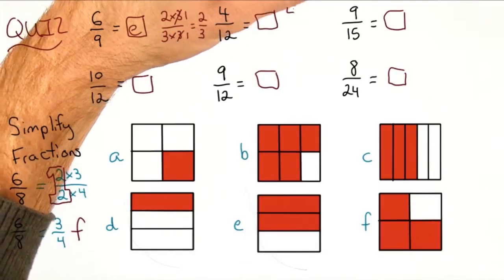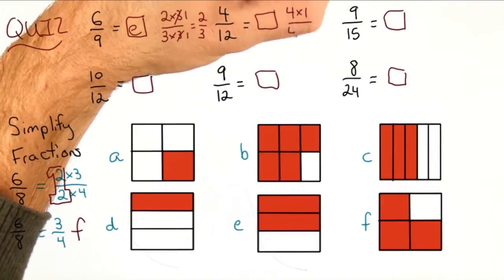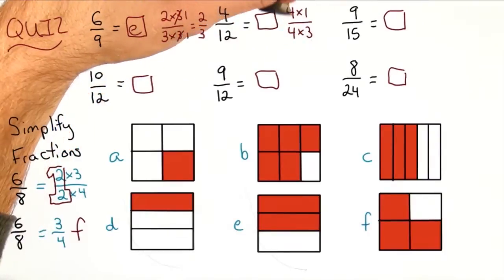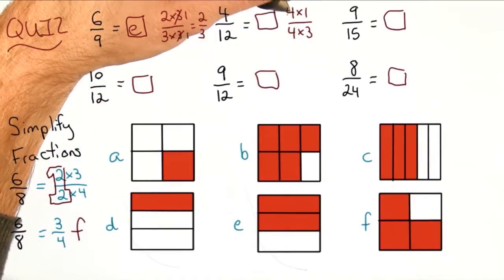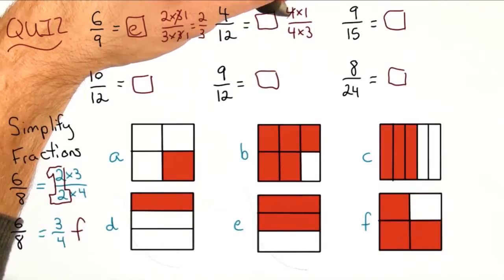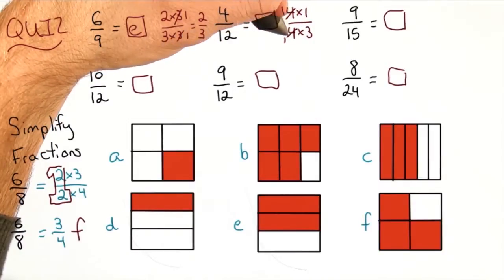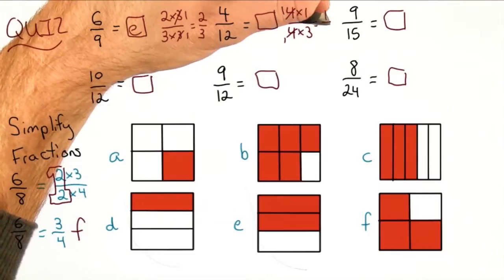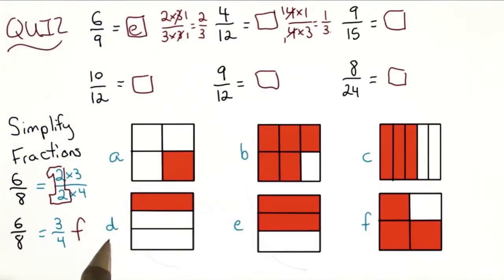All right, for 4 and 12, I know 4 goes into 4 and 4 goes into 12. So I'm going to have 4 times 1 and 4 times 3. Here I have 4 divided by 4. I know these are factors that appear in both the numerator and the denominator, so I could reduce these to 1. 1 times 1 is 1. 1 times 3 is 3. So 1/3. Let's see, 1/3 would be D.